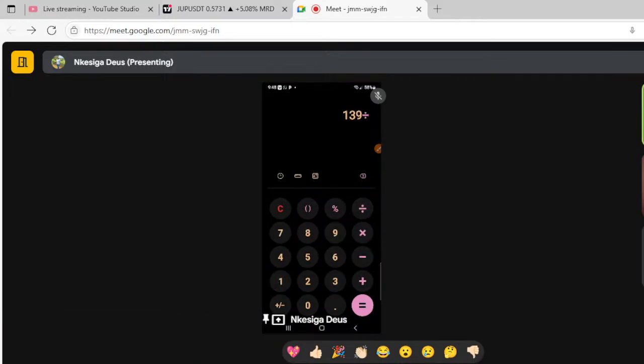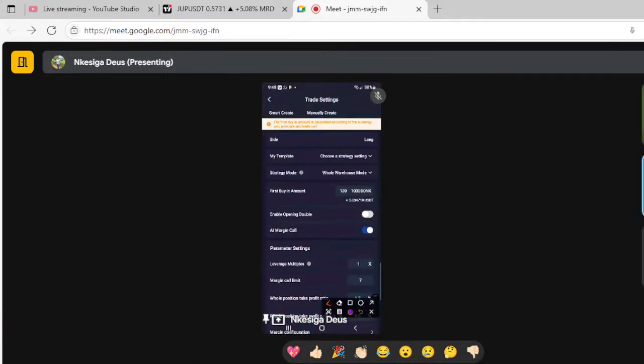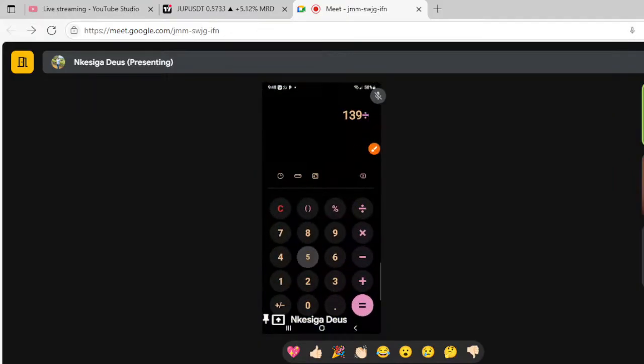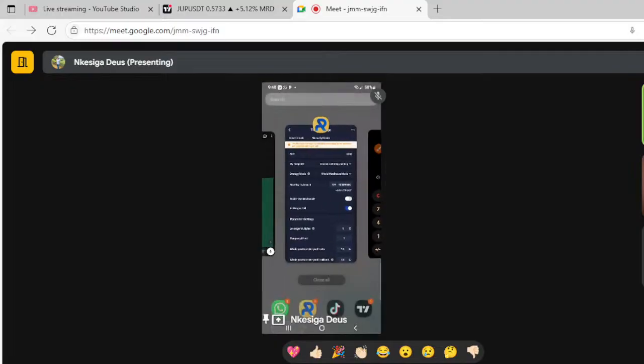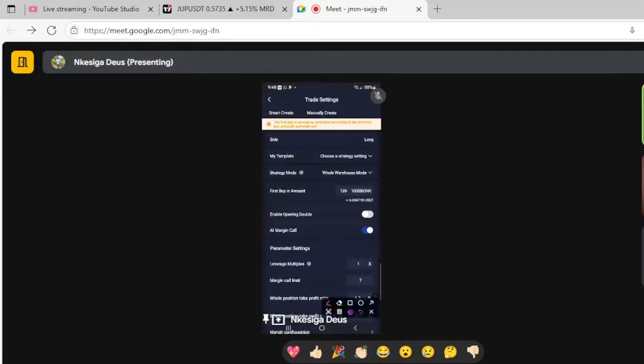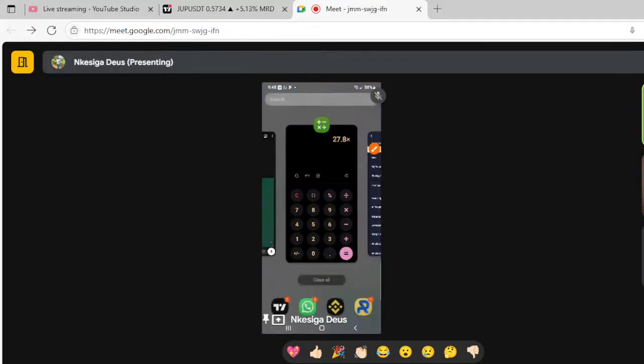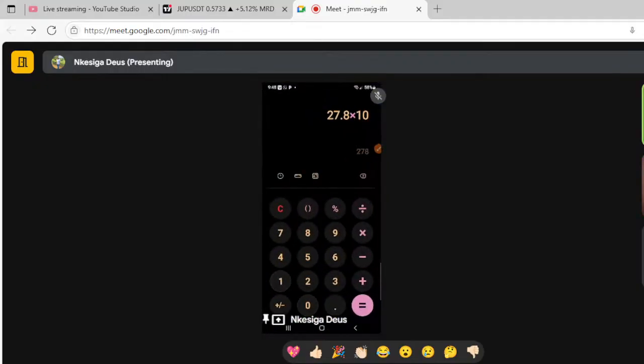divided by the 5 you are seeing here. What we get here, we are going to multiply by 11, the first buy you want to use. For example, if I want to use 10, I will multiply by 10. What I'm getting is the number of Bonk equivalent to $10.